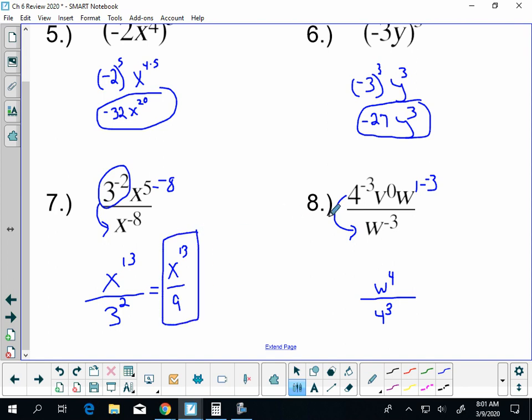On number 8, we're going to take that 4 to the negative 3 and move it down. V to the 0 is really 1. We have the same base of w. The exponent, if nothing's there, it's 1. 1 minus negative 3 gives me 4. So I'm going to get w to the 4th over 64. And that would be my final answer.